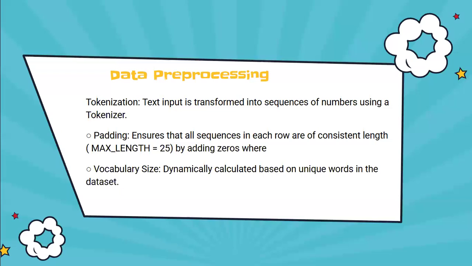Our data preprocessing process was as follows. We first started by tokenization, where the text input is transformed into sequences of numbers, and then followed by padding to ensure that all sequences of each row are of the same length. And then we computed the vocabulary size, which is dynamically calculated based on unique words in the dataset.